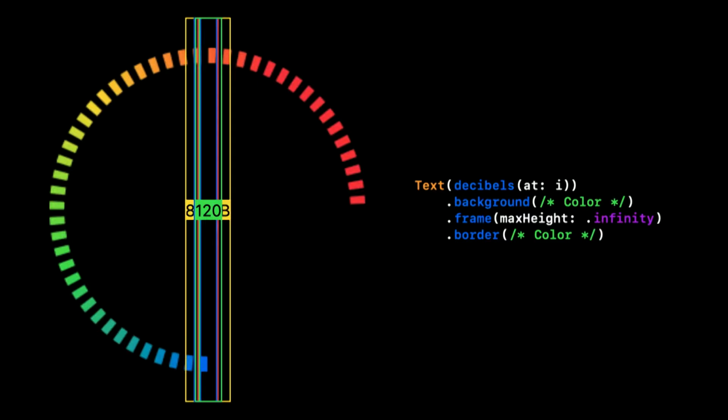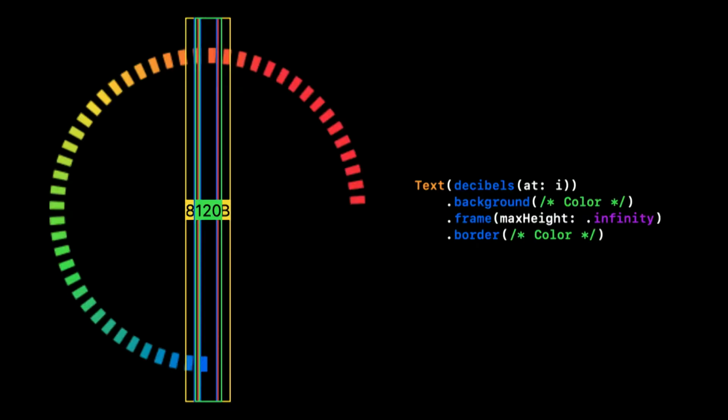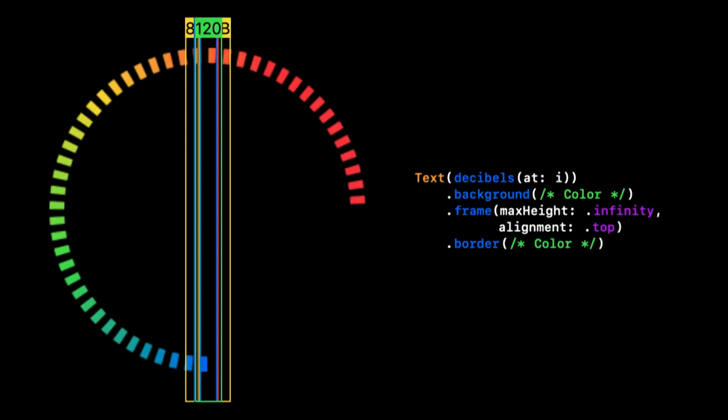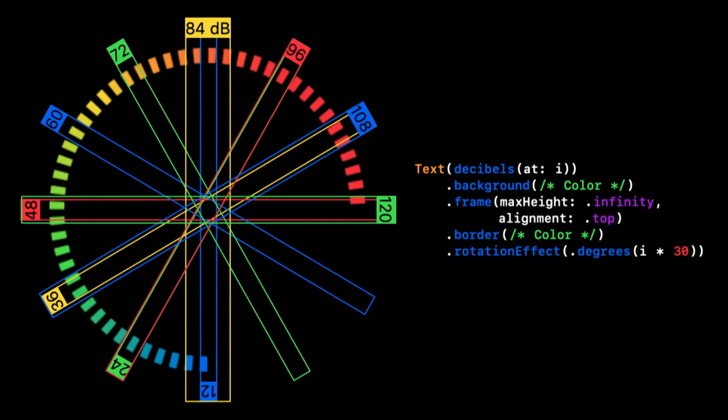Now we add our frame call where we specify that we want to have the label stretched infinitely in the vertical direction. And as we can see, it stretches to the height of its outer view. I've also added a border after the frame call, so we can see how the size of the label itself didn't really change here. By default, the frame call aligns its content in the center, but here we specify that we want the label to be aligned towards the top of the frame. And as a last step, we can now rotate the framed labels using the built-in rotation effect call in SwiftUI.